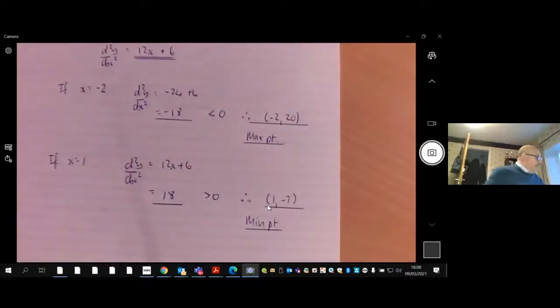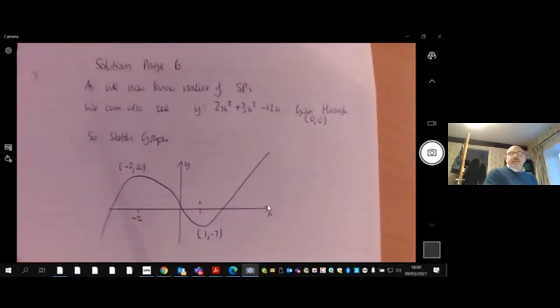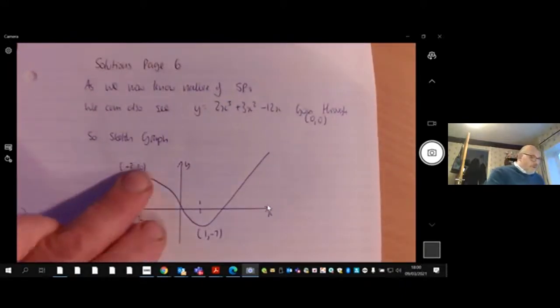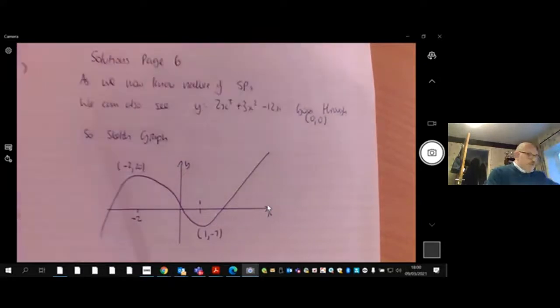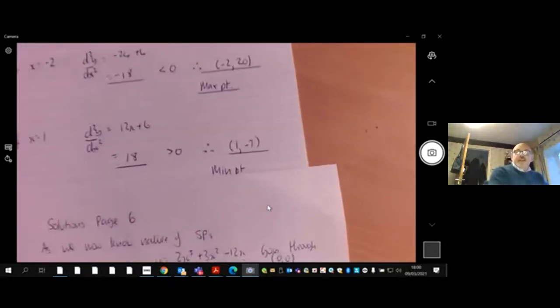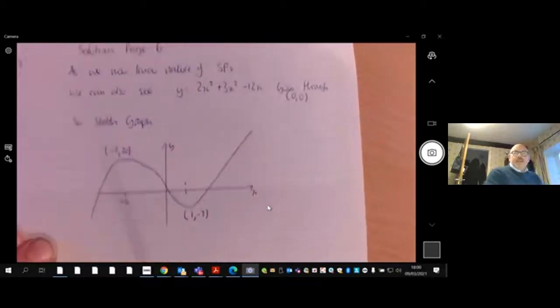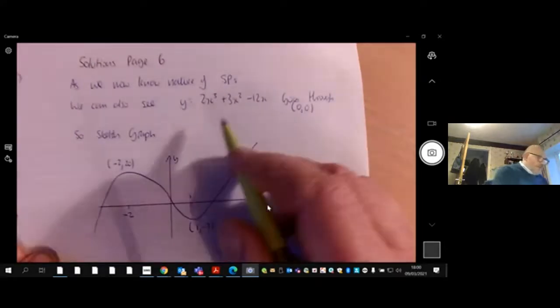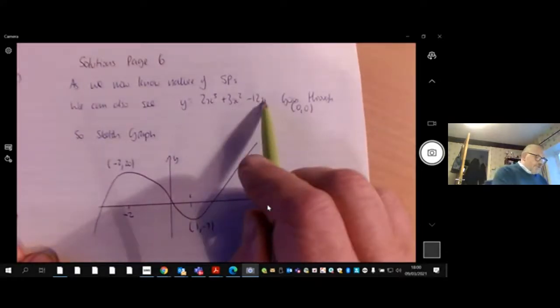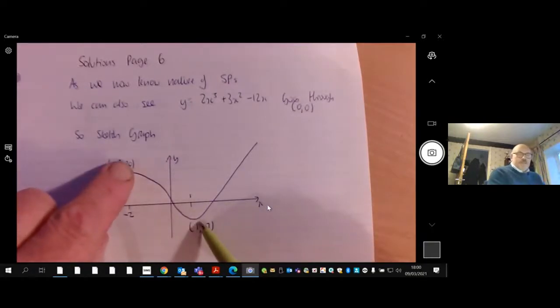And the sketch graph bit, I'm not going to have you watch it. It's here, look, I've got it on the solutions page. We now know the stationary points are there: (-2, 20) and (1, -7). And actually, we've got another clue here. If x equals 0, y equals 0, so it goes through the origin, and I can sketch the graph.